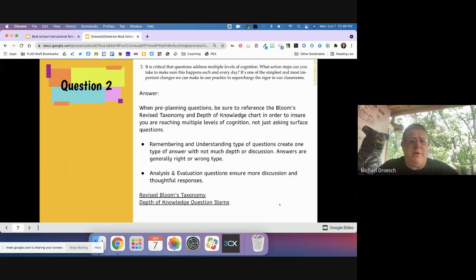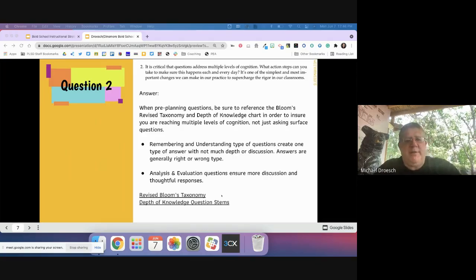Remembering and understanding type of questions create one type of answer without much depth of discussion. A lot of times if you're trying to do a discussion and you ask a fact and recall question, there's not a lot of debate with it. So you've got to really ask those open-ended questions. The what if type of questions, how would you relate to this character, that type of stuff. The analysis and evaluation questions are going to ensure more discussion and thoughtful responses.